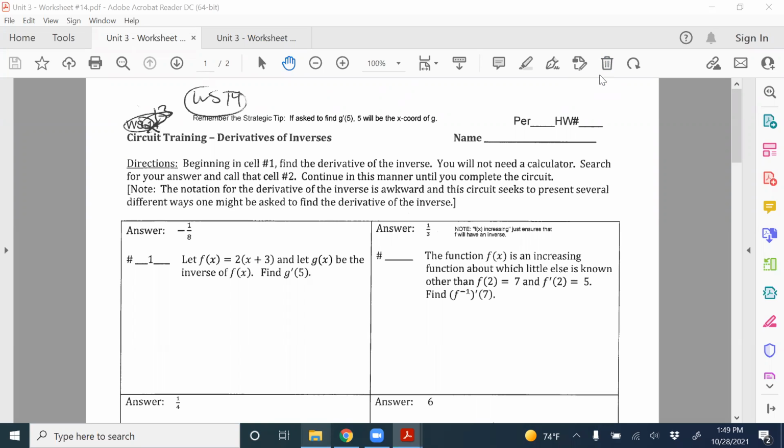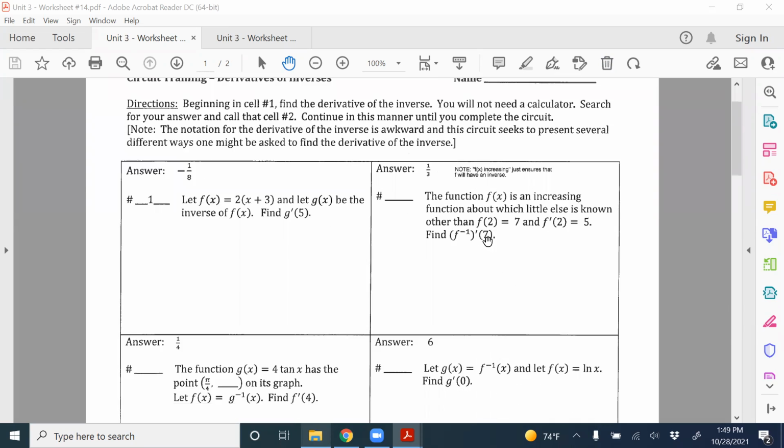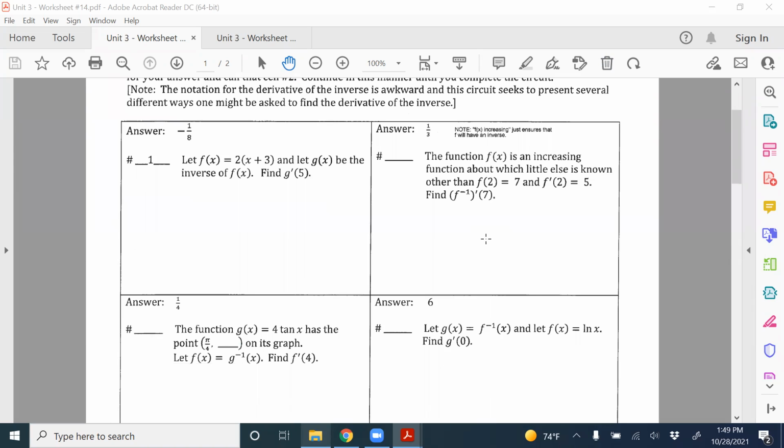Hey there, welcome to a video discussing worksheet 14, which is called Circuit Training on Derivative of Inverse Functions. I figured I'd make a video to help you get started with this worksheet, which can seem a little confusing at first. And of course, the topic itself is not the easiest, but let's go through it.